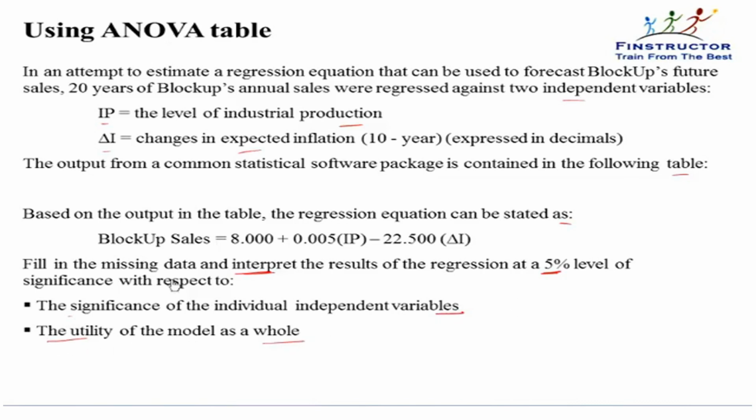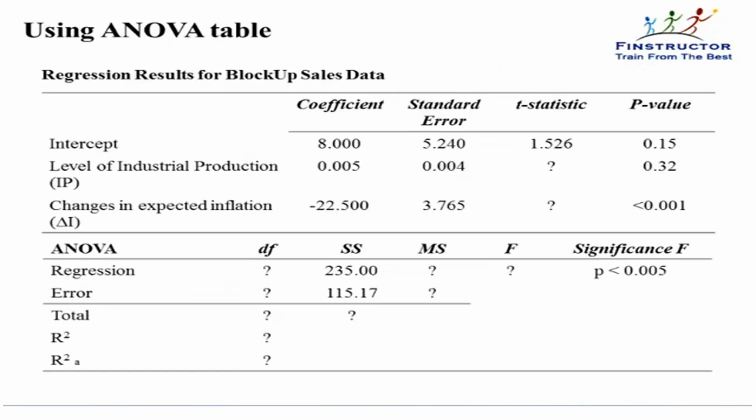So there are 3 questions. First is to fill the missing data. Second is to judge the significance of individual variables. And third, to judge the utility of the model as a whole. So we'll first start by analyzing the table and filling in the missing data. We're given the coefficients, we're given the standard errors.